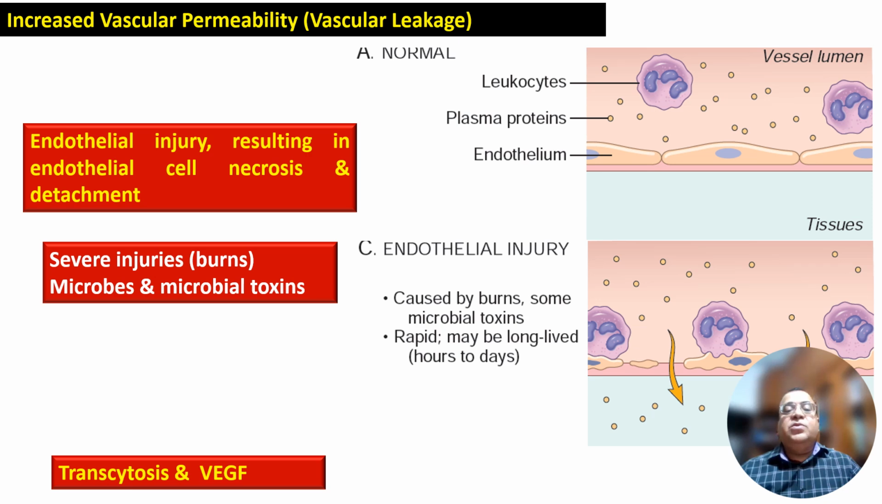Some of the endothelial injuries are severe, and they result in endothelial cell necrosis. As you can see here, the endothelial cells are necrosed. They result in endothelial cell necrosis and they are detached from their basement membrane, as happens in severe injuries, burns, and certain microbes and microbial toxins.